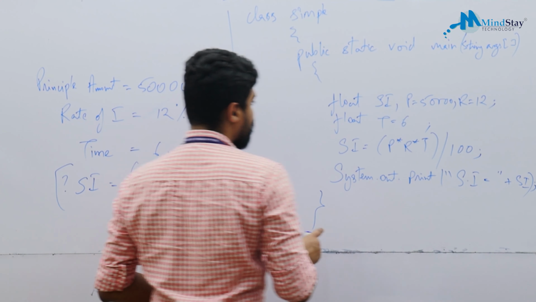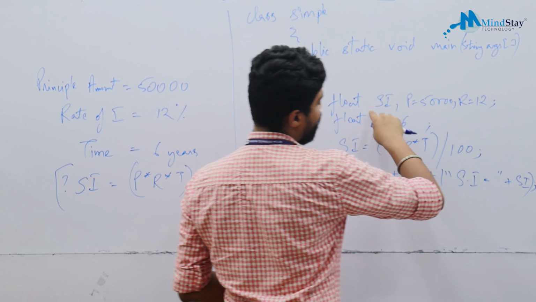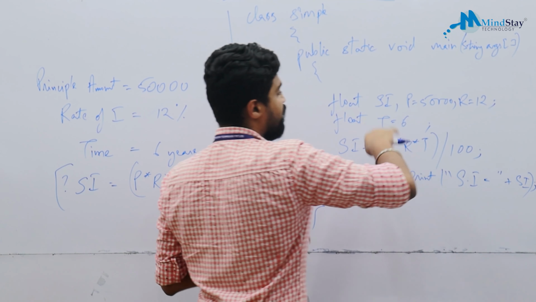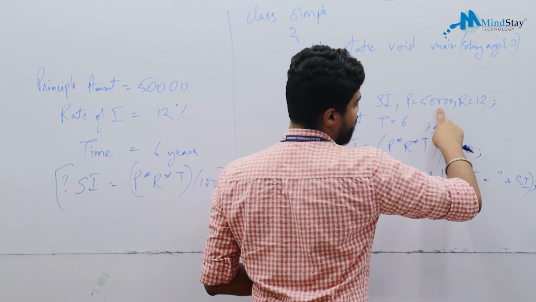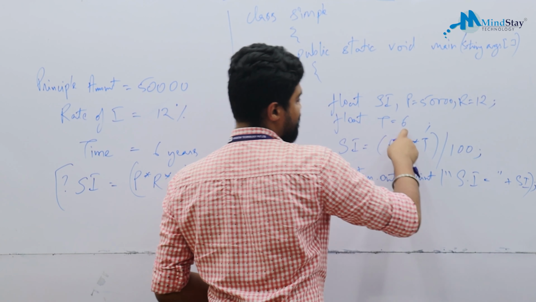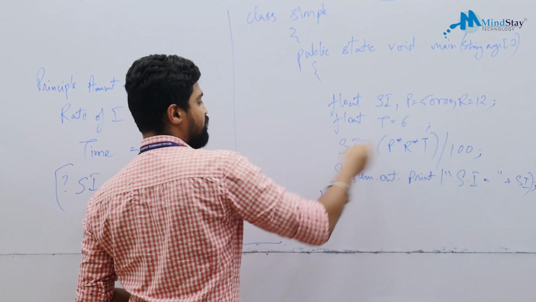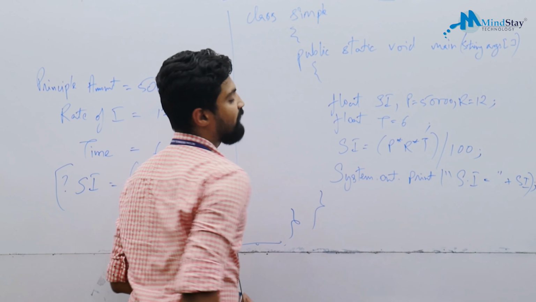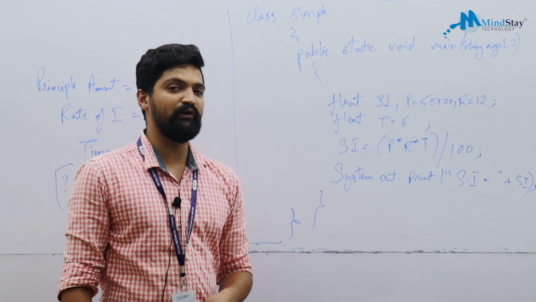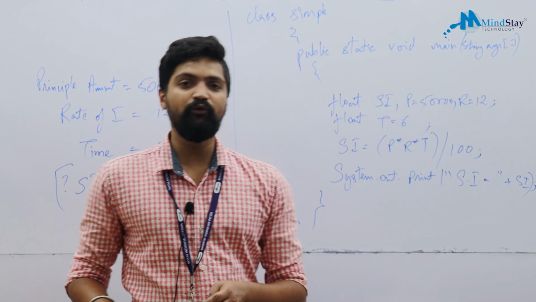So what have we done here? We have created SI in float, initialized P, principal amount, to be 50,000, rate to be 12, time to be 6, and we had directly used the formula and we are just printing SI. We are just printing simple interest. So this is how you can get it done.